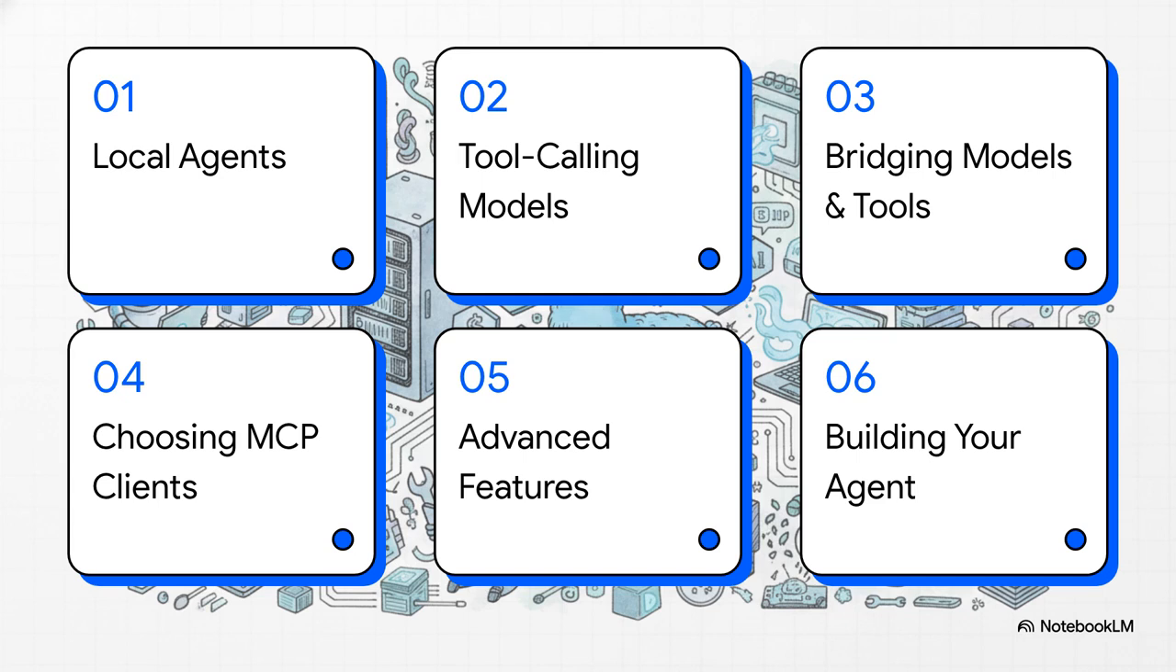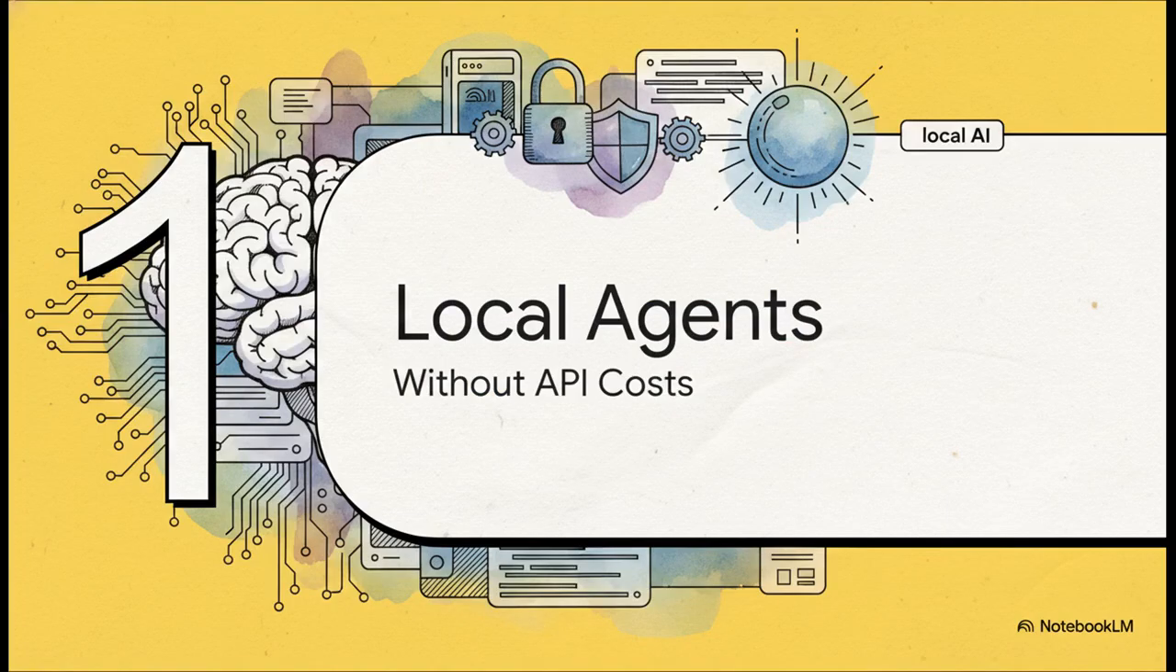To keep us on track, we are going to hit 6 key areas today. We'll start with local agents without API costs, then look at the brains, our tool calling models, and how to bridge those models and tools. After that, we'll pick an MCP client, dive into some advanced agentic features, and finally wrap up by actually building your own agent. Okay, Section 1.